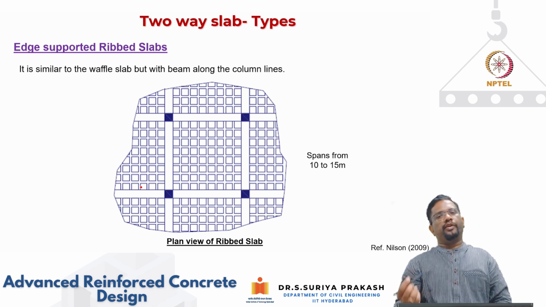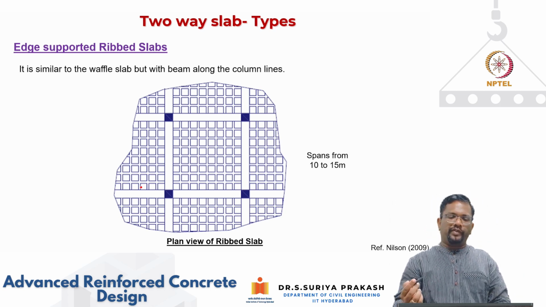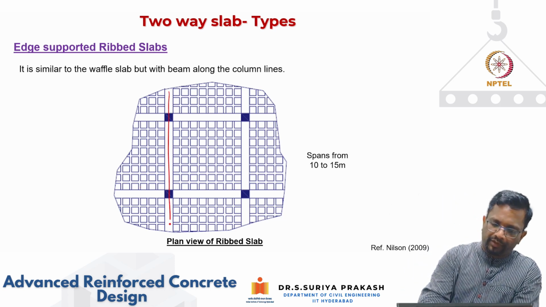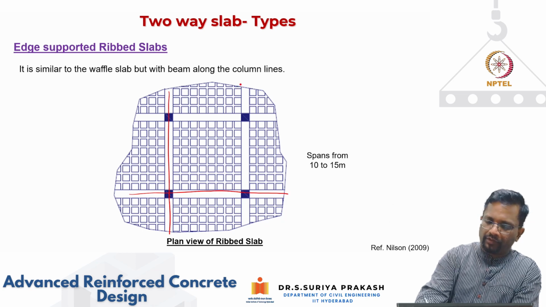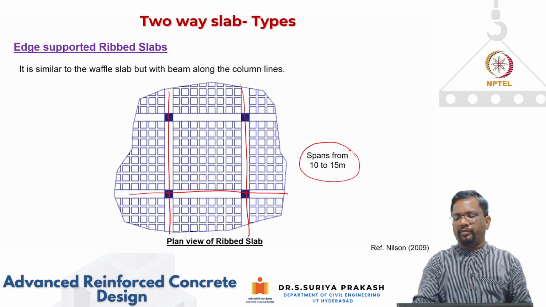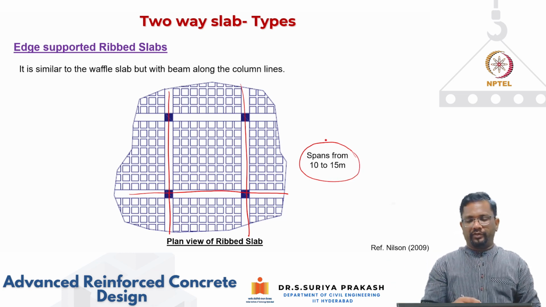Now, edge supported rib slab. So, one more variety is you can have edge supported rib slab. It is similar to waffle slab, but in addition to that, I'm also going to have beams running along the column lines. In this way, I can go for higher spans, from 10 to 15 meter span.